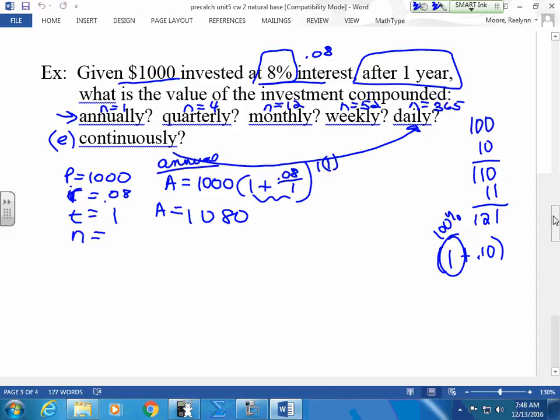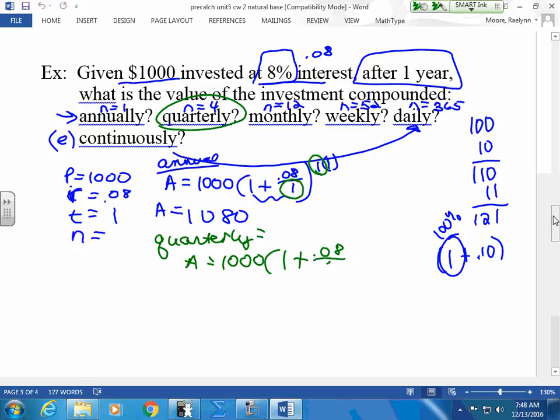So what happens now if we switch this to quarterly? What do I have to change? The N, which is here and here. So quarterly, I'm not going to do all of them, just so that you see a pattern. So I'm going to say 1,000, 1 plus 0.08, here's my N, and here's my N up here. Here and here. And you're going to put this in your calculator. Everybody good with doing that?